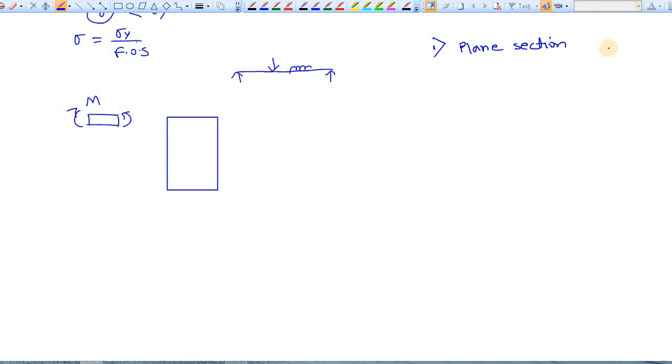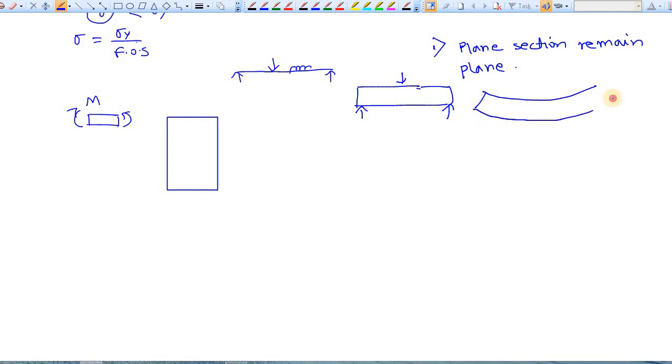remain plane. You have already learned the meaning of plane sections remain plane in the lesson of strength of material. The meaning of this is, let's say this is the beam and this is the support, we have applied load here, and after application of load it will bend like this.